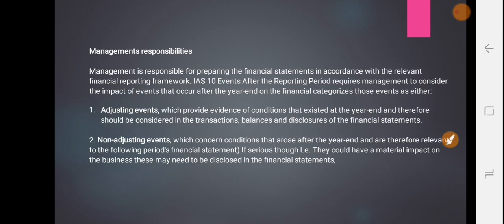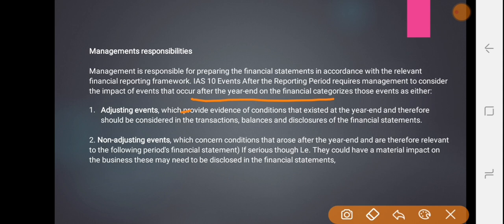Then we have management responsibilities towards preparing a financial statement in accordance with the relevant financial reporting framework. IAS 10 Events after the Reporting Period requires management to consider the impact of events that occur after the year end on the financial statements and categorize those events. So here, the events which have occurred after the year end have been categorized into two categories. First one is adjusting events and the second is non-adjusting events.